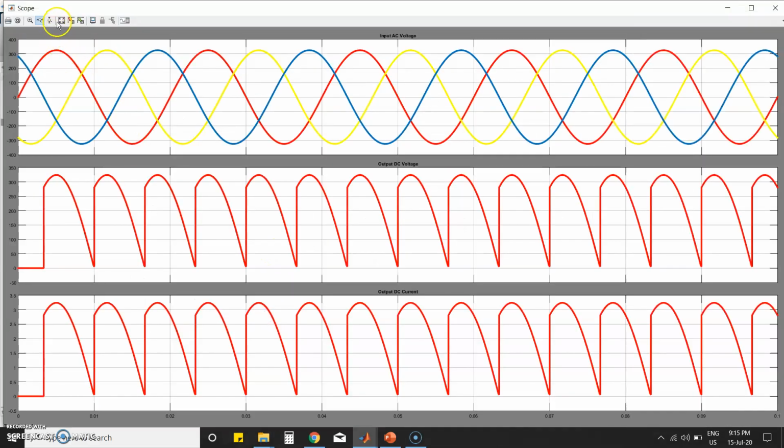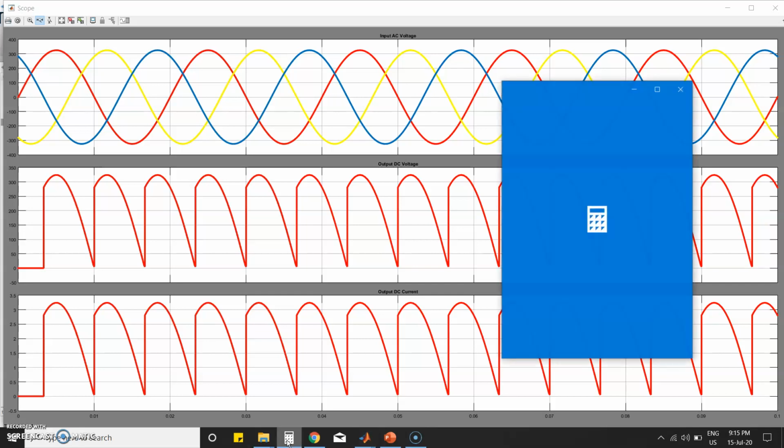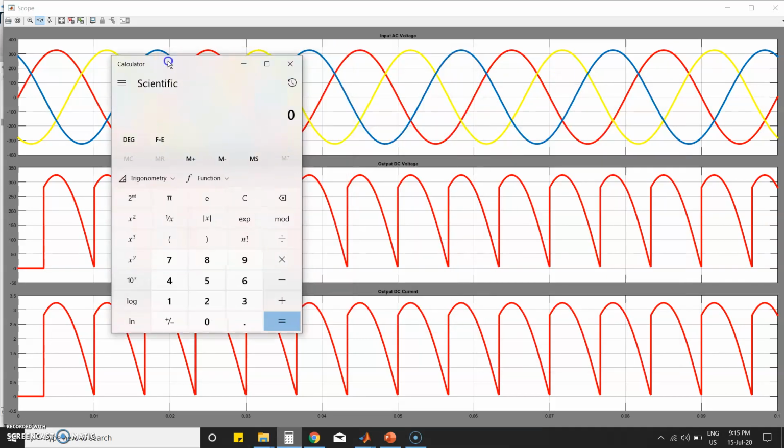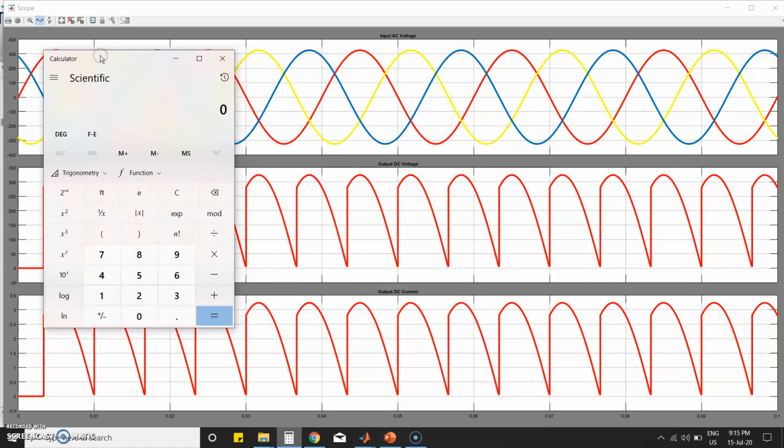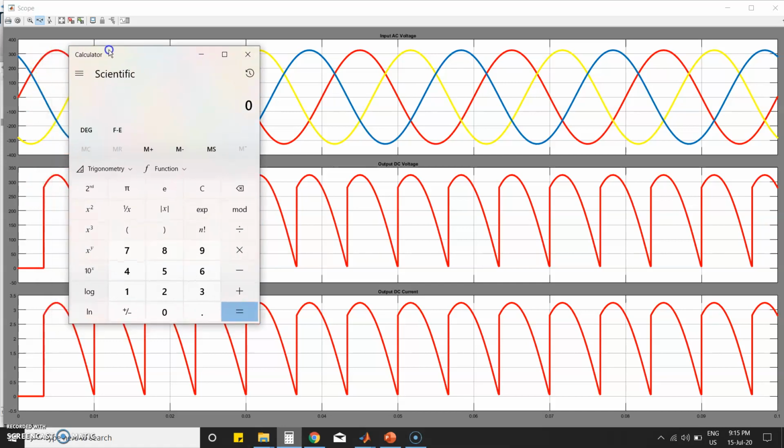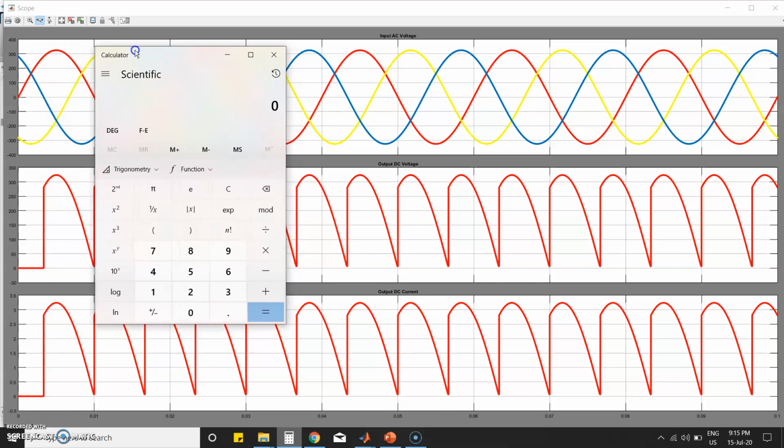This is the output for a firing angle equal to 30 degrees. If you draw a straight line here, starting from this point, it is conducting for this area. You don't have a scale to show the straight line for the firing angle, so I'm using this scientific calculator to show the straight line and the firing angle. You can see conduction started at this point.